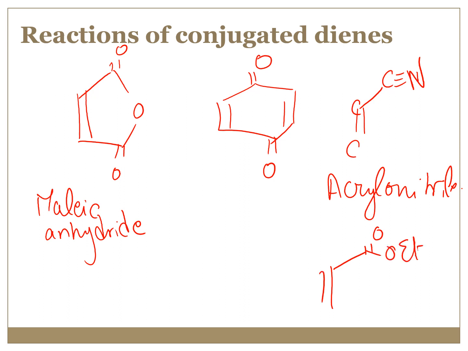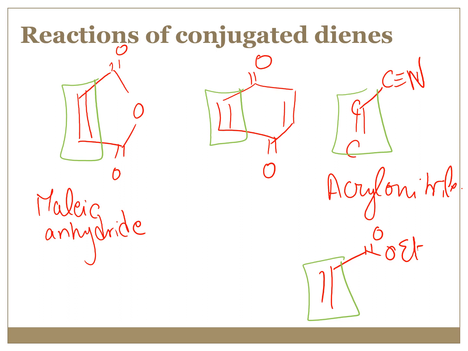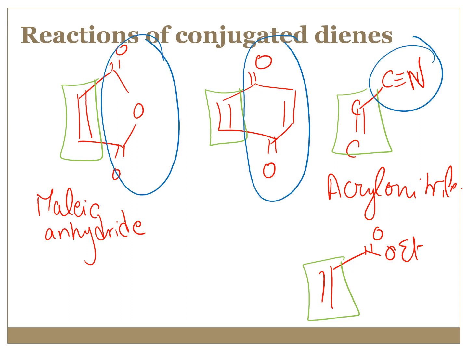In all cases, this is your dienophile. This part is your dienophile, and the rest of the structure is just the electron withdrawing group attached to this dienophile to facilitate the reaction. Let's look at the product.